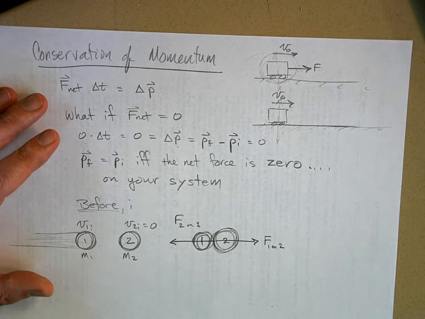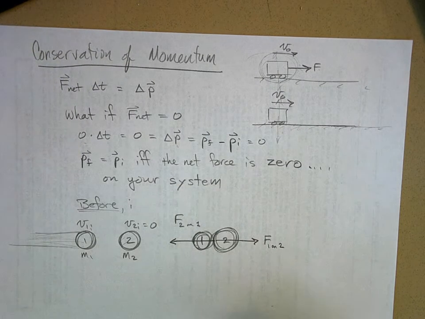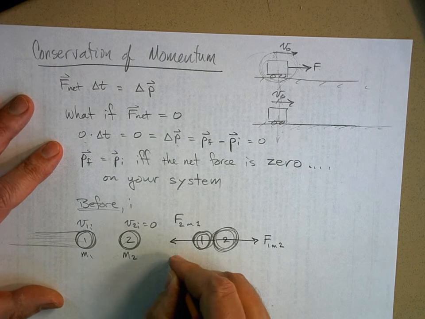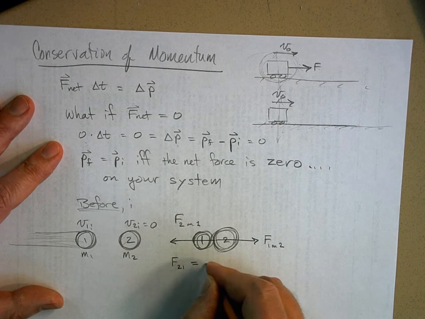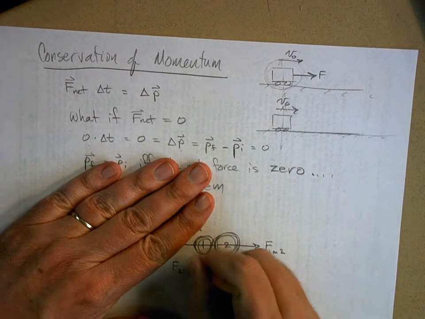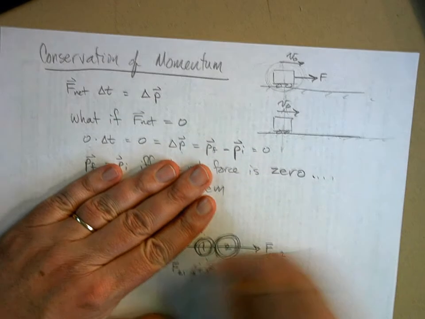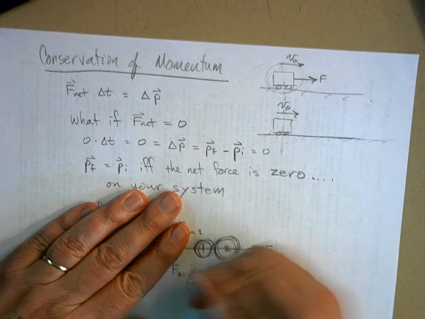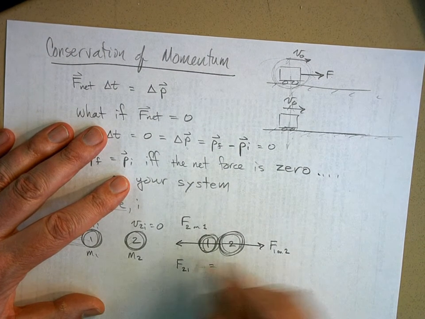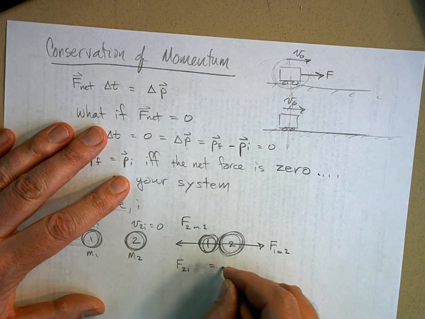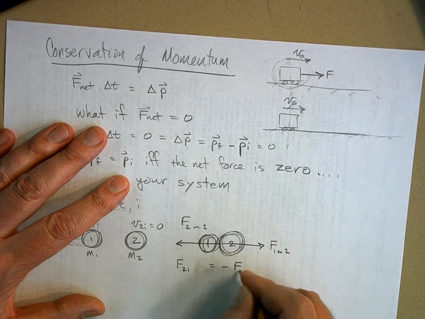And Newton said they're equal but in opposite directions. And here's how we say it. Force of 2 on 1 is equal but in the opposite direction. Hold on a second. I made a mistake. Leave some space. I'm going to do something here in a minute. Is equal. So leave some space here. The force of 2 on 1 is equal but in the opposite direction of the force of 1 on 2.